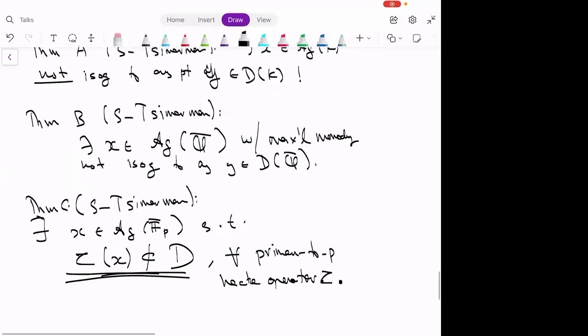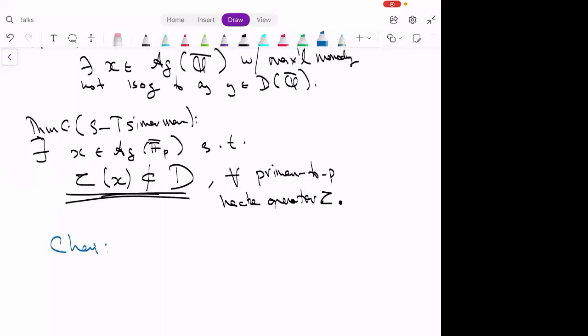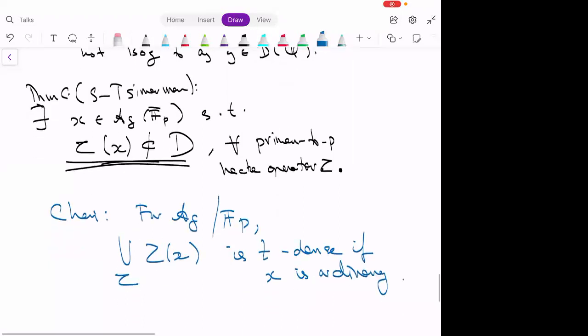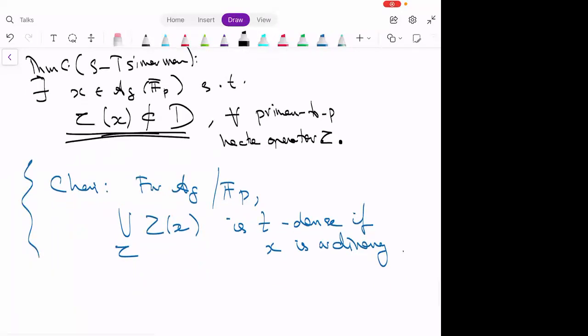Chai proves that for A_g over F_p, the union over all tau of tau of X is Zariski dense if X is ordinary. But of course it's possible that if you just take one Hecke operator and you evaluate it on X, you're just going to get a finite set. So a priori that could be contained in D, even though the whole union is going to be Zariski dense. Got it. Thanks. Great. But you're absolutely right. Chai's theorem strongly suggests the truth of theorem C.